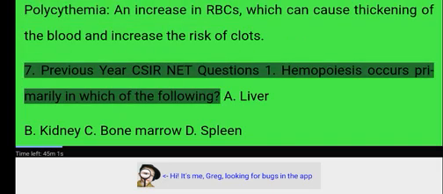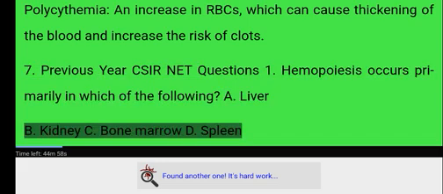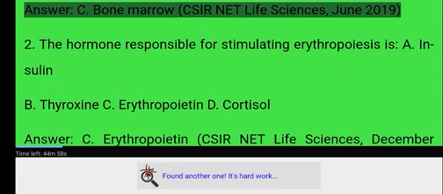7. Previous year CSIR NET questions. 1. Hematopoiesis occurs primarily in which of the following? A. Liver. B. Kidney. C. Bone marrow. D. Spleen. Answer: C. Bone marrow. CSIR NET Life Sciences, June 2019.